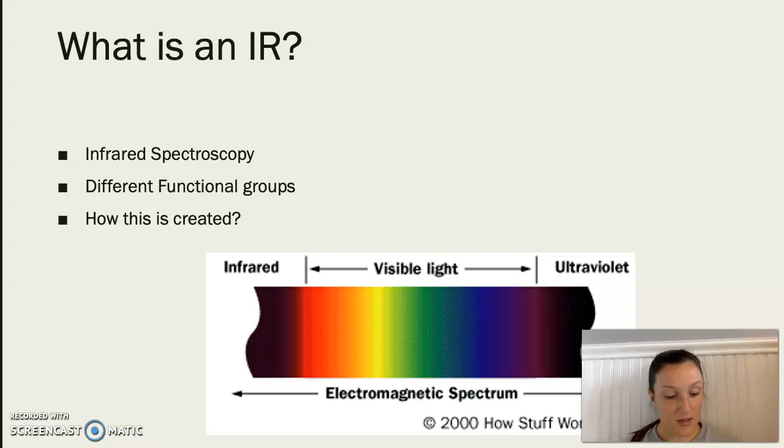So how is this done? This is determined by a liquid sample being placed between salt plates to allow the infrared light to shine through it. When the light hits a molecule, the bonds of the molecule absorb energy and vibrate.